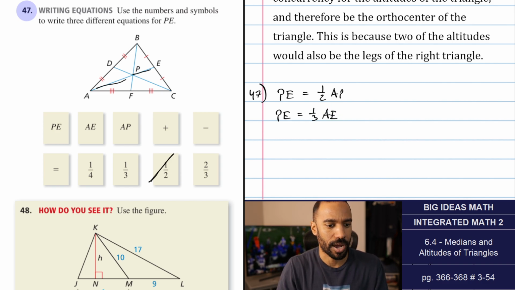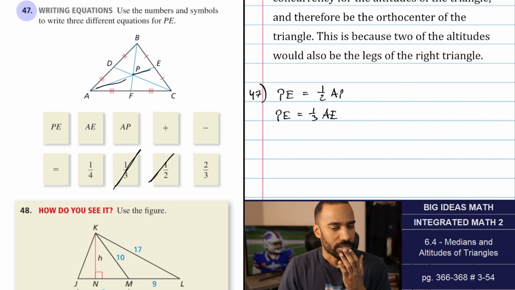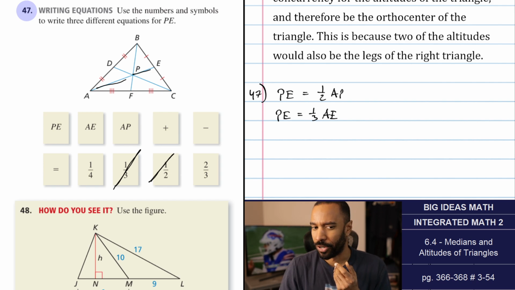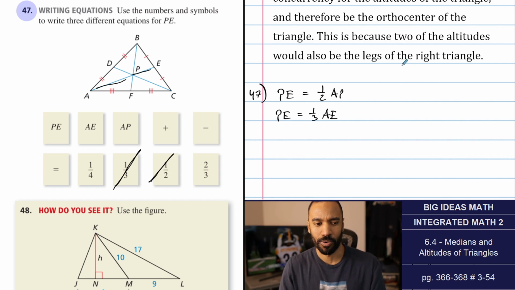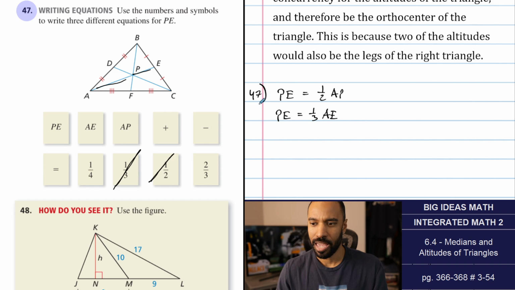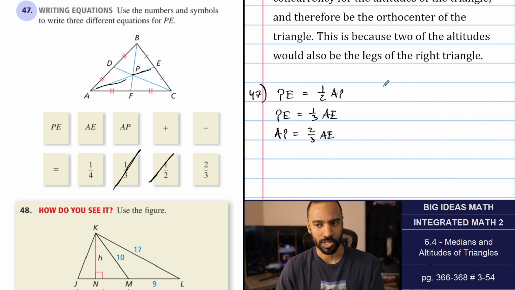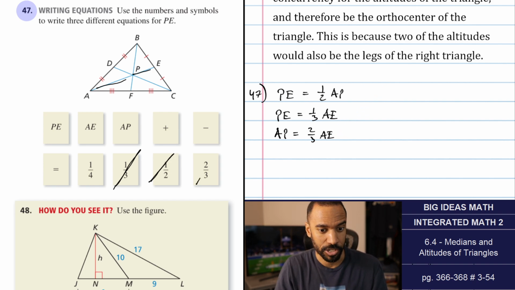So I'm not crossing it out except to say that I kind of already used it for these. I don't know where to use the quarter, meaning I don't think I can use the quarter. And AP is 2/3. The big thing from the theorem, it's 2/3 of AE. So that's 3 equations using at least ratios with these fractions in mind.